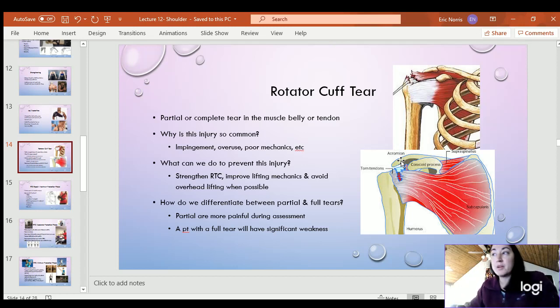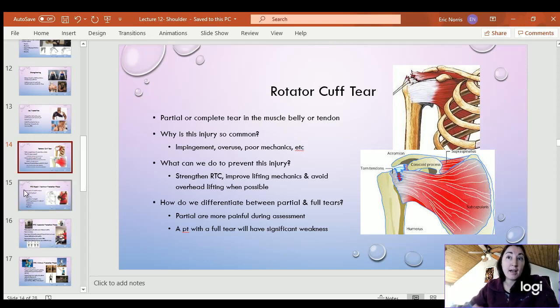For example, one of the tests that we do, and we'll learn this special test in kinesiology too, is a lift-off test. So you internally rotate and put your hand kind of where your wallet would be and try and lift it off your back. And if they're not able to lift off at all, that could be a sign that that muscle is torn because there's nothing there to perform the movement to allow you to lift it off. So there would be significant weakness.